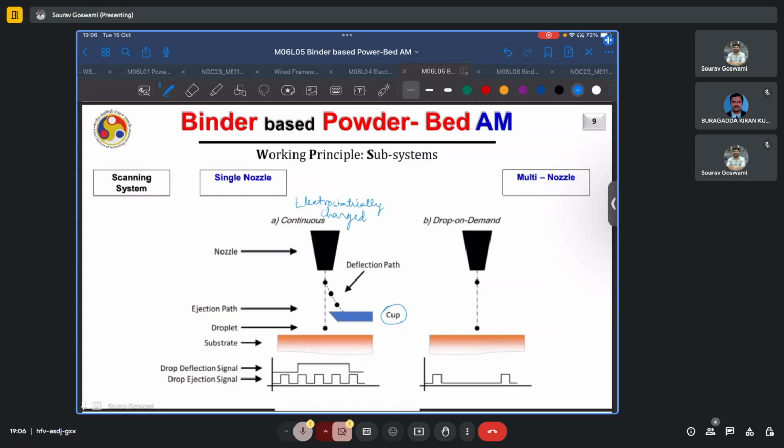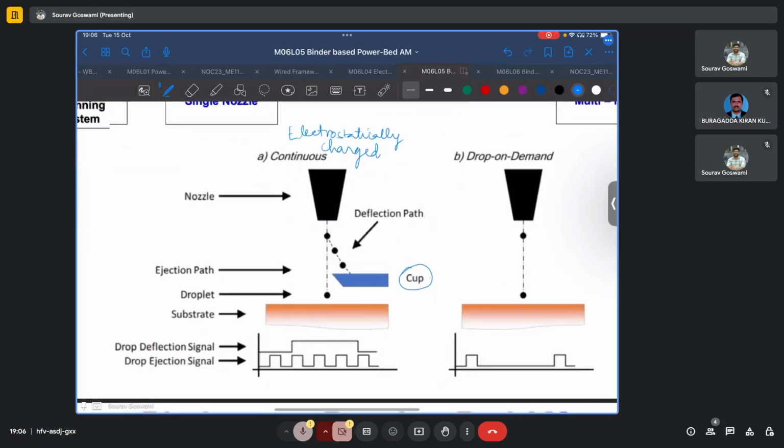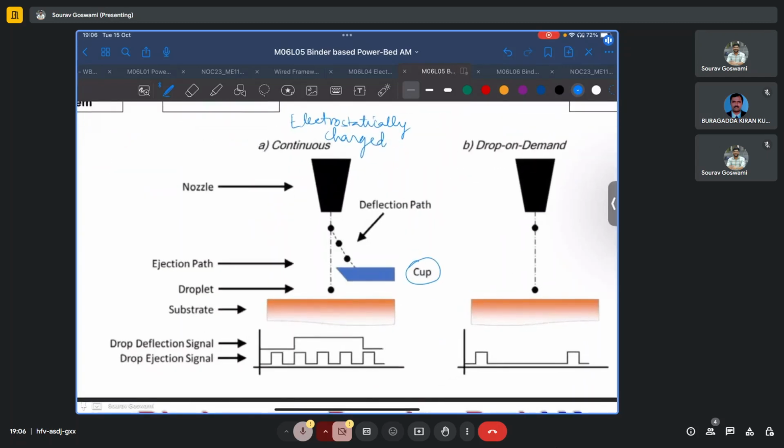And this is also illustrated very well by this signal diagram here, where the drop ejection signal is continuous. There is no change in it irrespective of the region that we are scanning, whether it is a desirable or undesirable region. However, for the undesirable region corresponding to these three pulses, there is this activation of the drop deflection signal, which activates the cup, and the drops fall into the cup rather than falling on the powder bed.